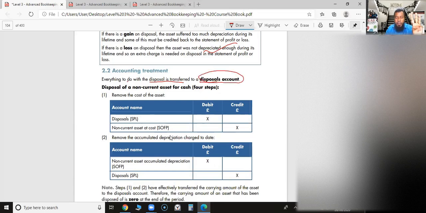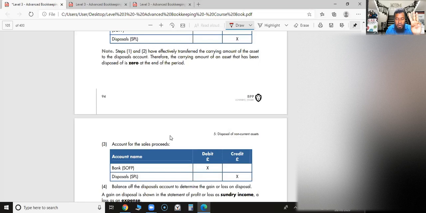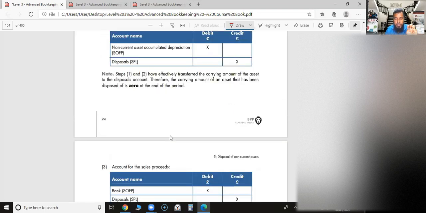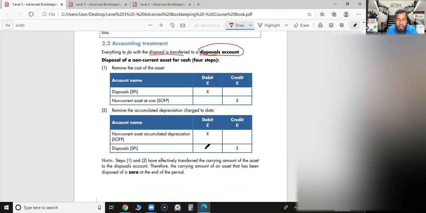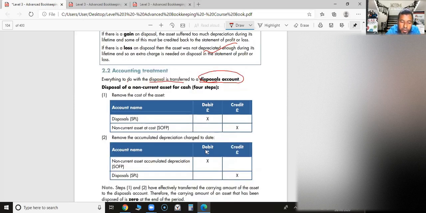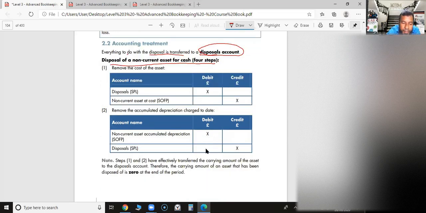So remember, we are going to do three accounts. Three things again. Disposal of non-current asset. Although they're saying 4 steps, basically 3. 3 T accounts should be maintained. I'll show you in a minute. The first one, remember, is to remove the asset. As we said, the asset should be gone. Boom, gone. How do you make the asset gone? Asset credit. That's how you make the asset credit.